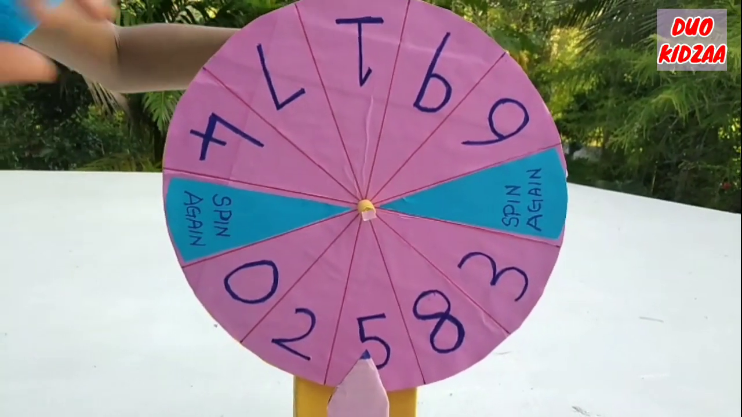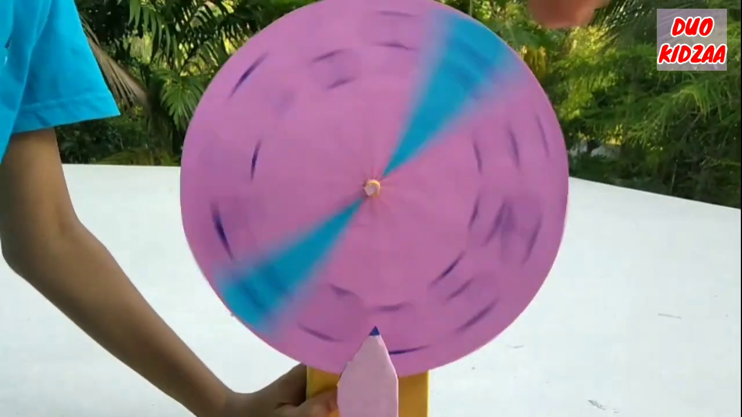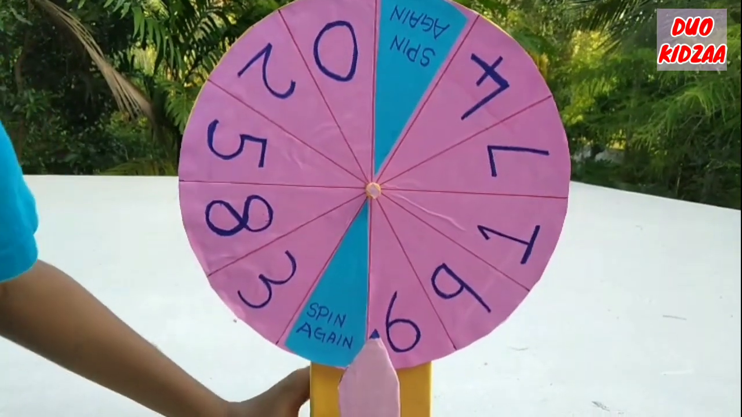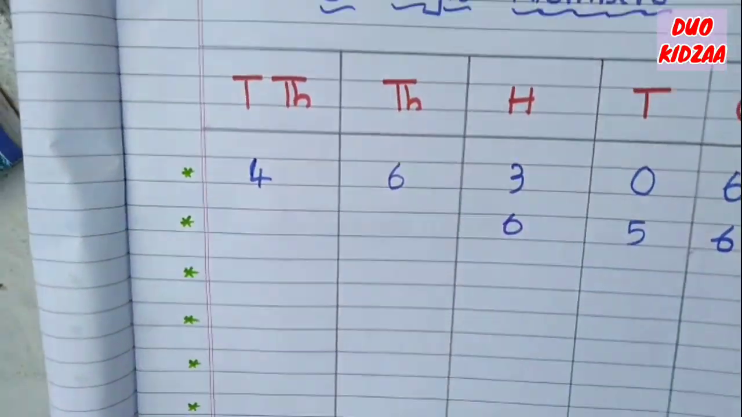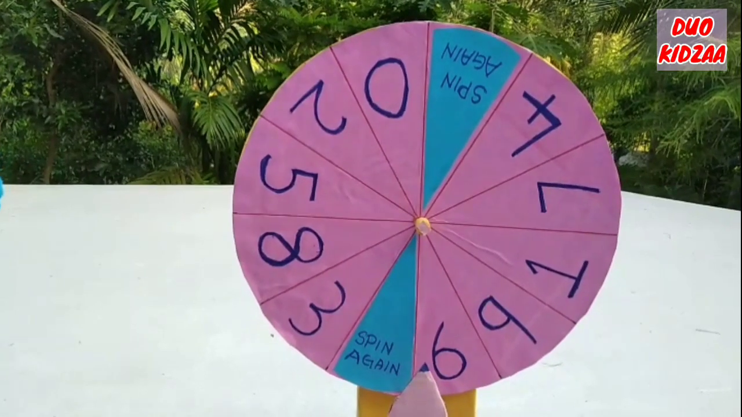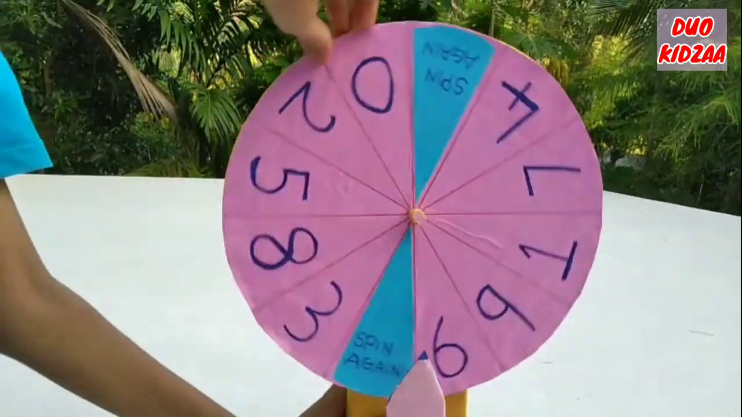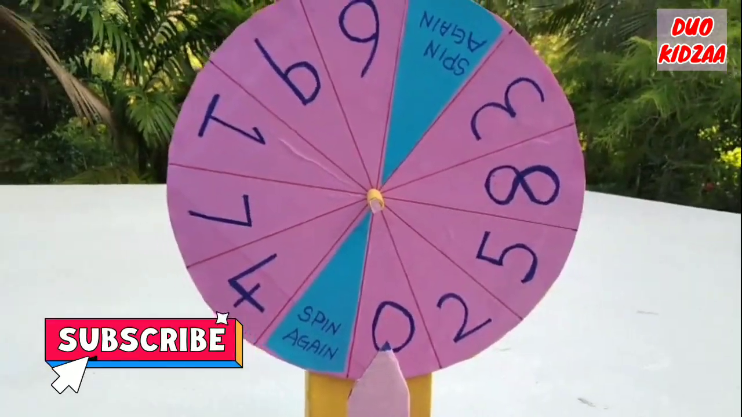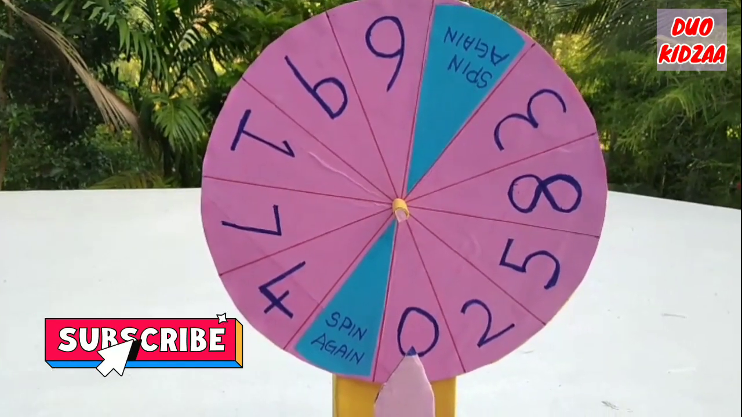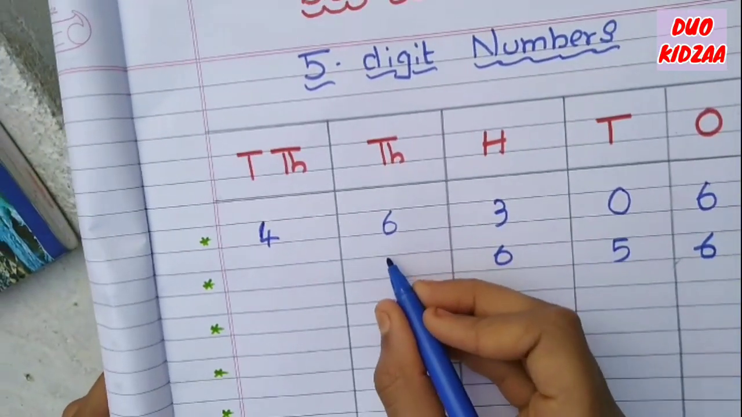Now let's spin the third spin. So it is number 6. Now let's spin the fourth spin. So it is number 0. We'll write here 0.